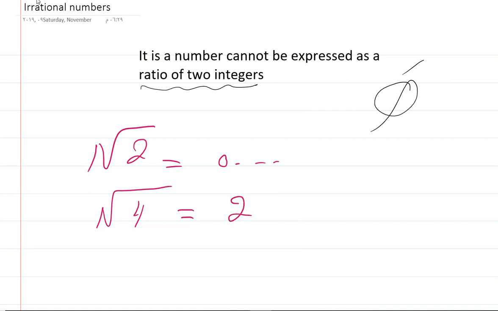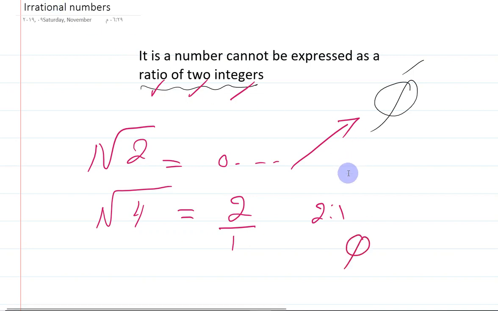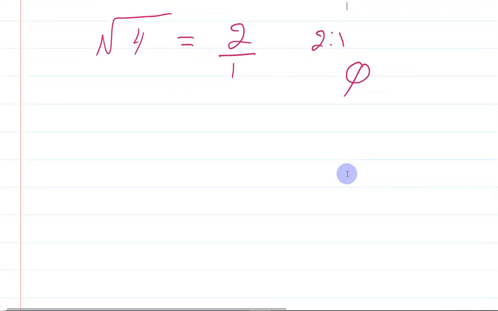And the 2, I can represent it as a ratio between two integers, yes, because I can write it as 2 over 1, so it is a ratio between 2 and 1. But here I cannot represent it as a ratio between two integers. So this one we call a rational number, and this one we call an irrational number. Now we understood the difference between a rational and an irrational.